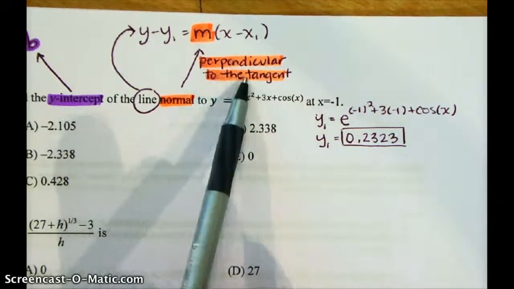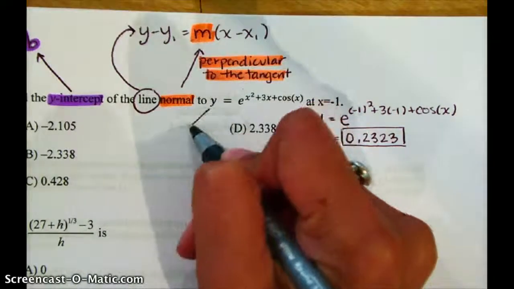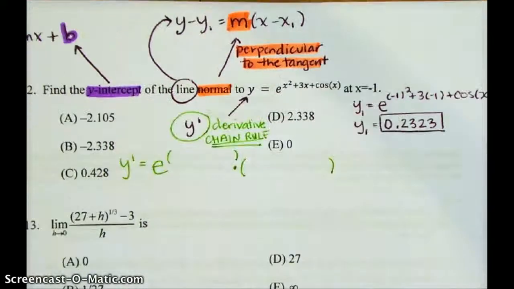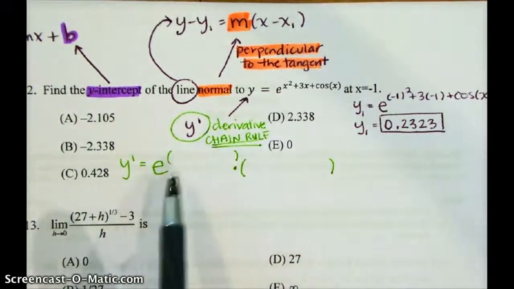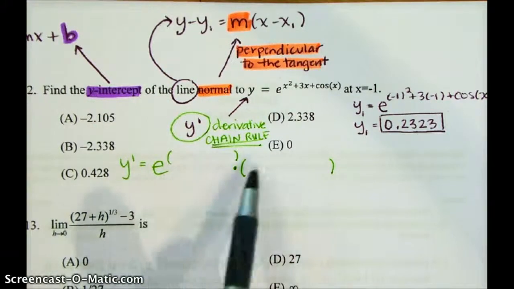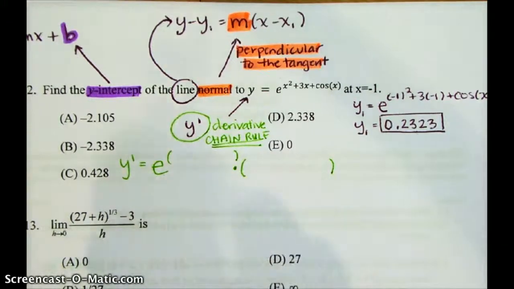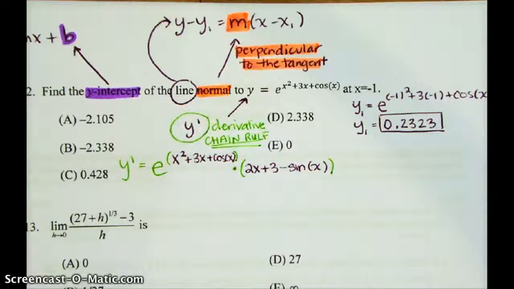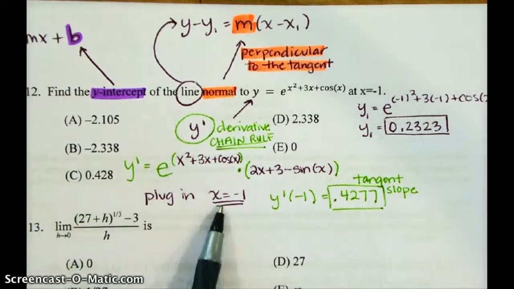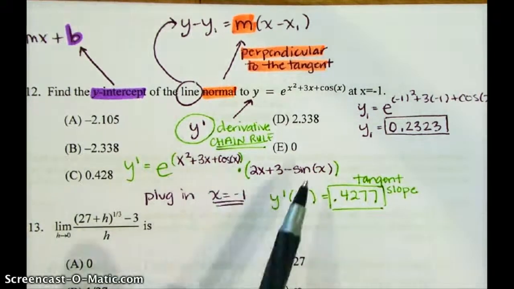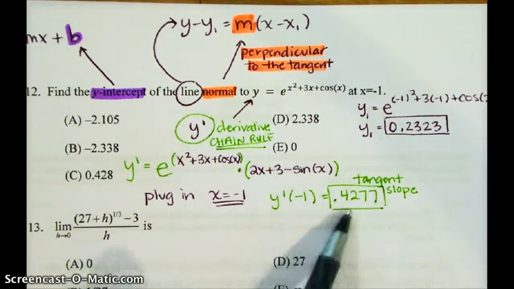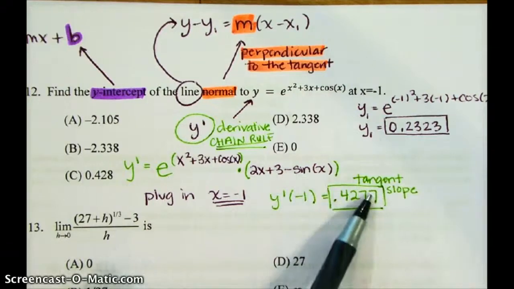The tangent slope is the derivative of y. And we're going to find it using a chain rule, where the outside function is e to the something, and then we're going to multiply it times the derivative of the inside function. Looks something like this. And again, I'd use my calculator to plug in x equals -1, which gives me a tangent slope of this decimal. So that's the tangent slope.